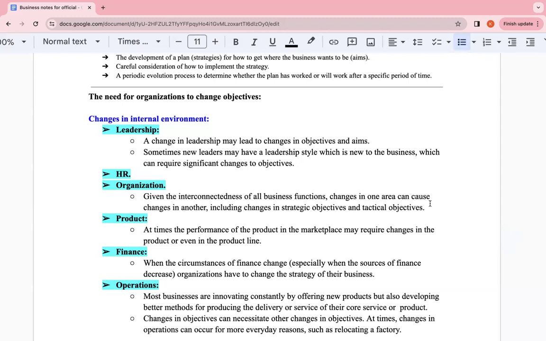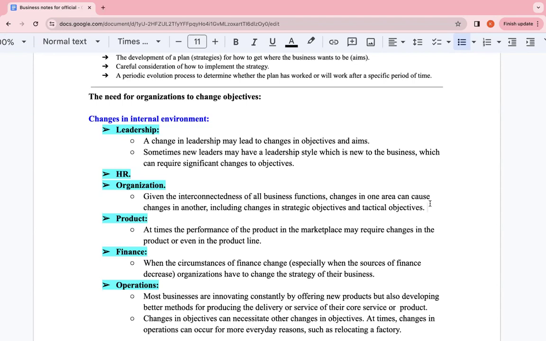Finance. So when the circumstances of finance change, especially when the sources of finance decrease, we're going to be talking about that further in the syllabus. It's part of chapter 3, but basically when the business has less access to finance, or if there's economic downturns. Do not ignore the economic downturns part, just because this is external to the business. But basically, that, and then you have operations.